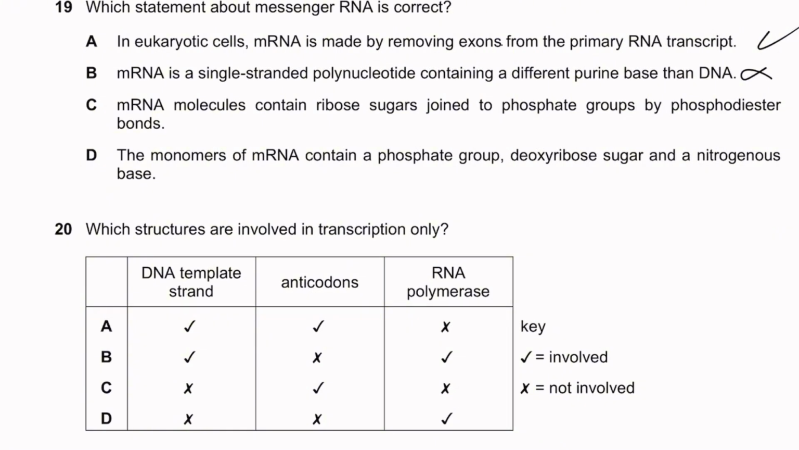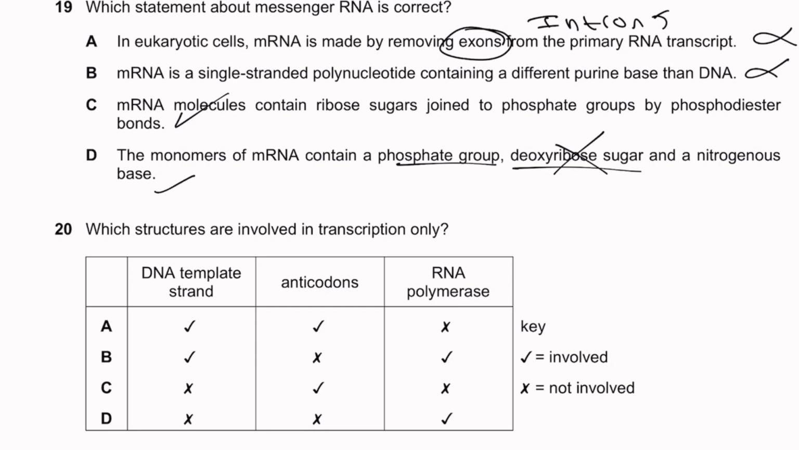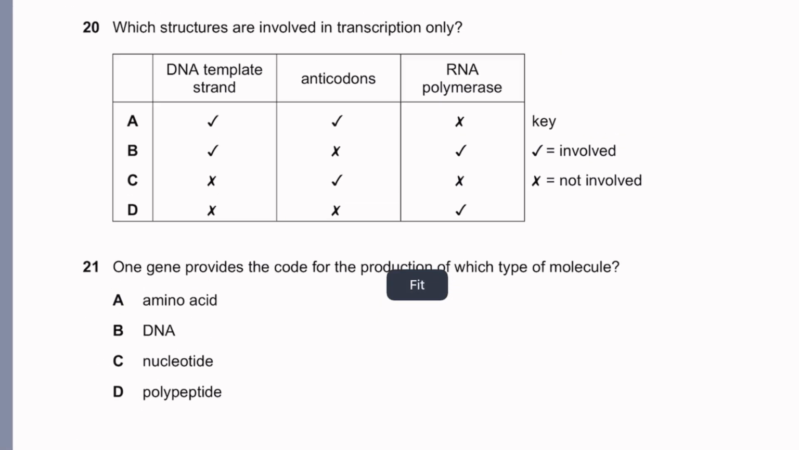Oh, okay, I did not notice it said removing exons. So I was confused as to why both statements were right. They were not. The first statement says removing exons, but exons are the coding parts of mRNA. They're not the ones removed. What's removed is actually the introns from the primary RNA transcript. So this is wrong. And lastly, the monomers of mRNA contain a phosphate group, a deoxyribose sugar, that's wrong, and a nitrogenous base. They contain a ribose sugar.